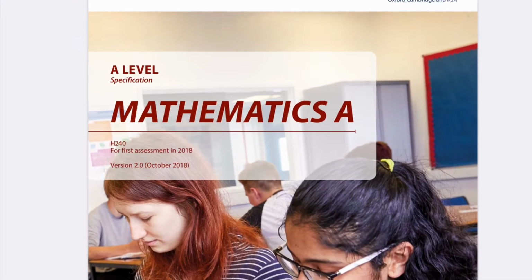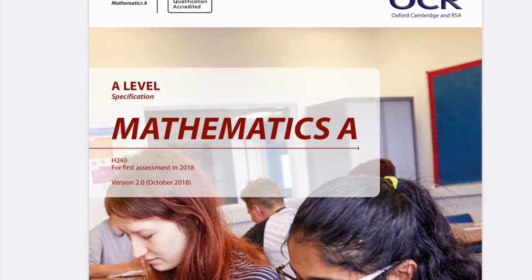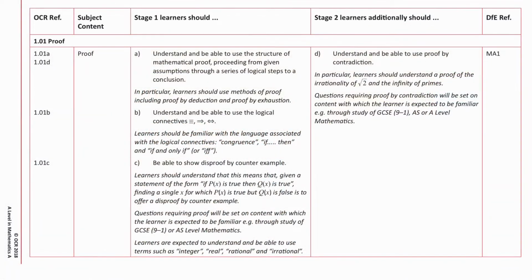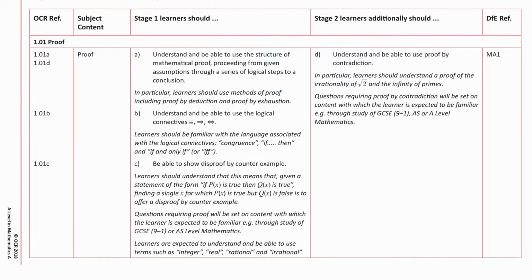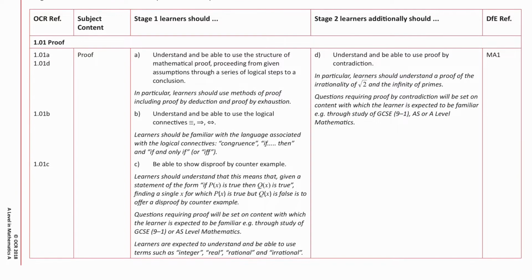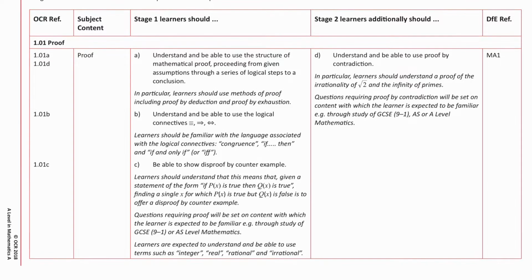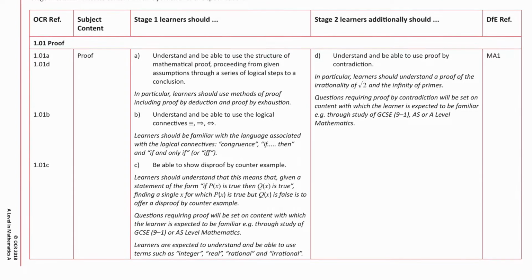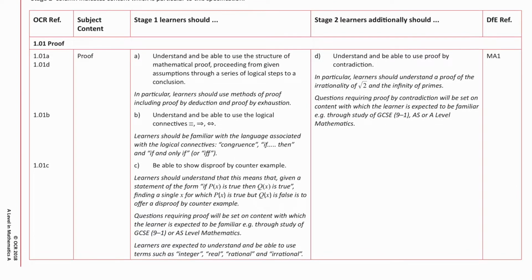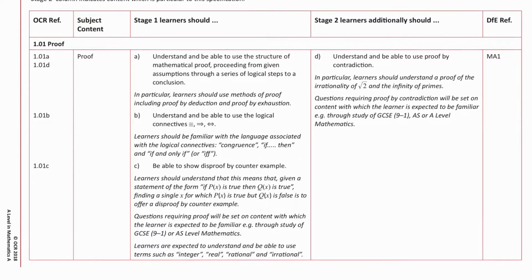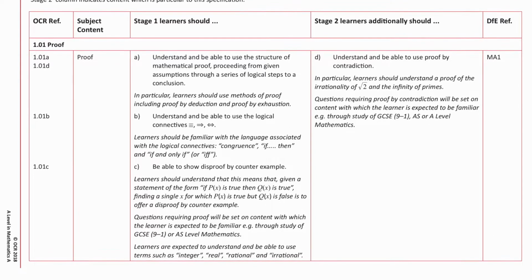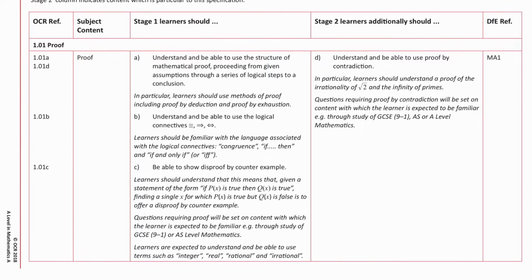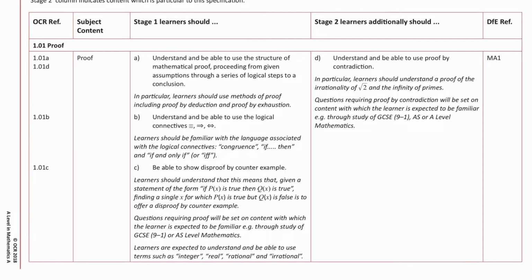A-level specification, Mathematics A, for OCR. Today we're just going to do A and B. We'll leave C and D as a video for another day. But I really want to get into how A and B work, and we'll try to do them thoroughly. So 1.01 is all about proofs. Basically, being given a statement or some statements, and with some logical reasoning, deduce that they are true or false.